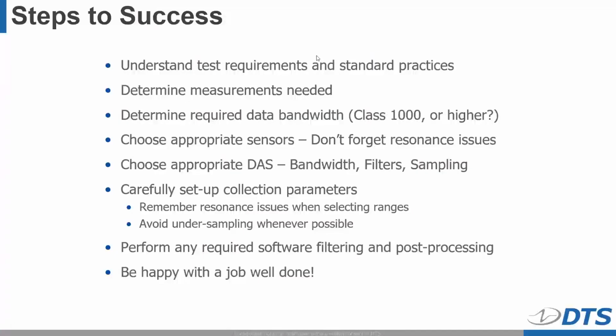So this is a review of the slide from last time. Hopefully some of these points make more sense now. But if you understand the test requirements in standard practice and you determine the data bandwidth required and you choose appropriate sensors, remembering not to forget things like sensor resonance issues and their linear frequency range, and you choose the appropriate DAS setup, making the bandwidth, filter, and sampling settings carefully, then you can be happy with a job well done. So this gives us a better picture of everything from the sensor to the sampling process that helps us get that data we need to apply software filtering and then subsequent post-processing.